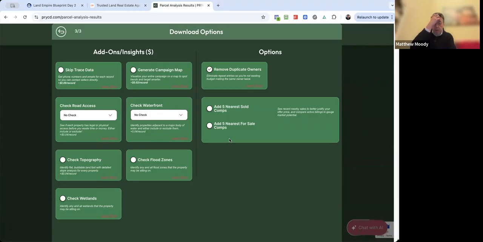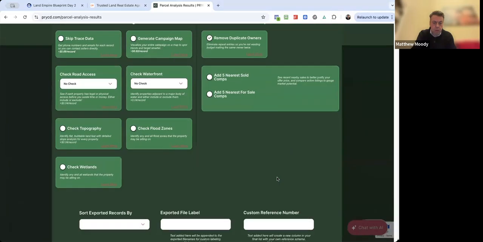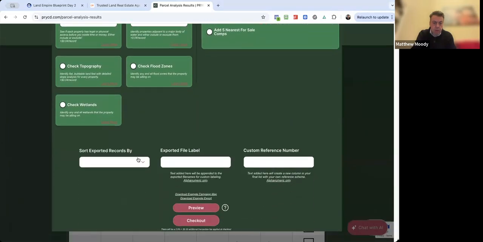You can also add on the nearest soil comps. We don't really typically do that. And you've got additional information here for topography, wetlands, and flood zones. We're not going to choose any of that. We're just going to remove the duplicate records and sort records by APN.